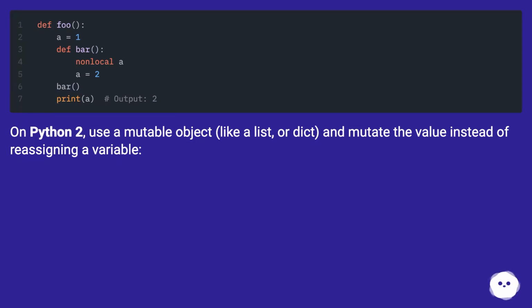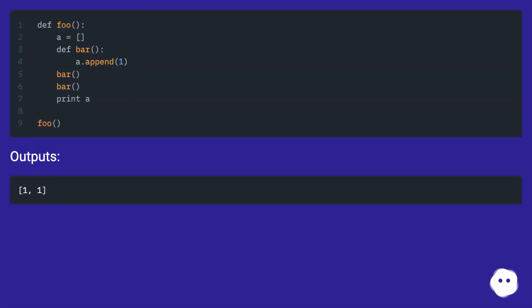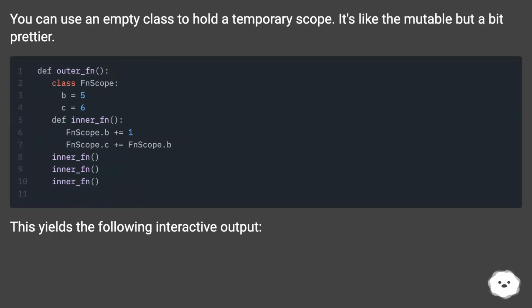On Python 2, use a mutable object, like a list or dict, and mutate the value instead of reassigning a variable. Outputs. You can use an empty class to hold a temporary scope. It's like the mutable approach but a bit prettier. This yields the following interactive output.